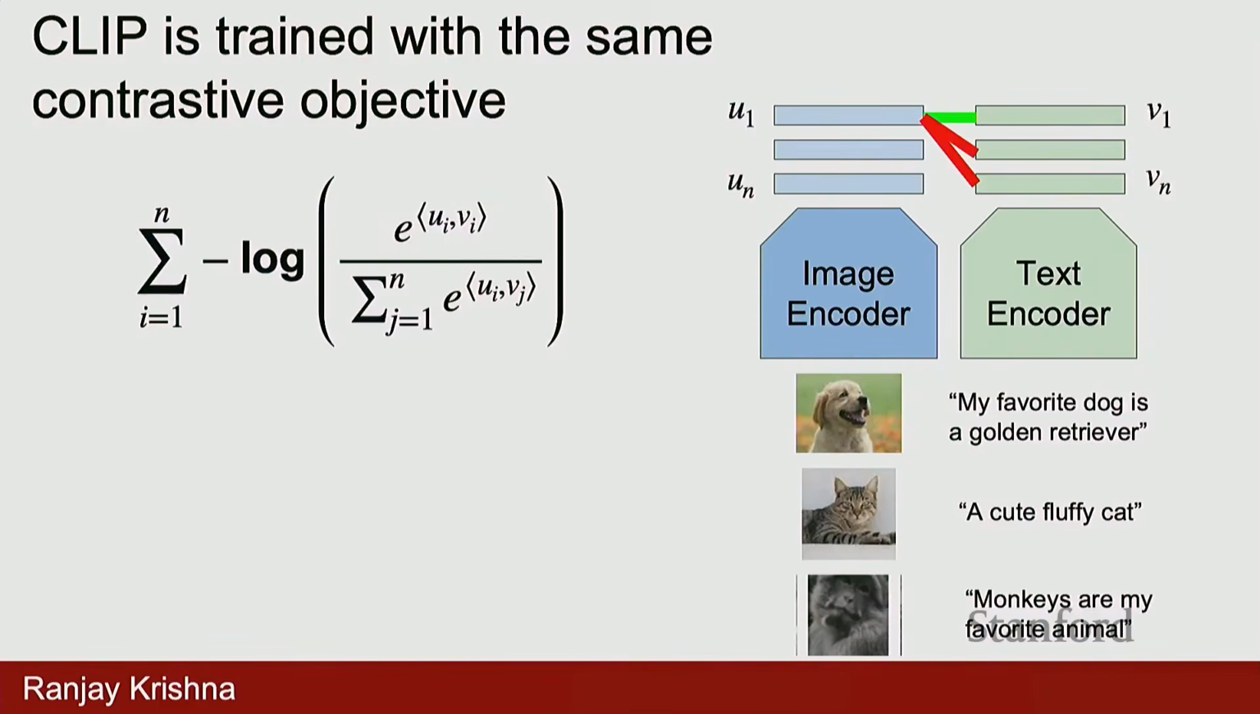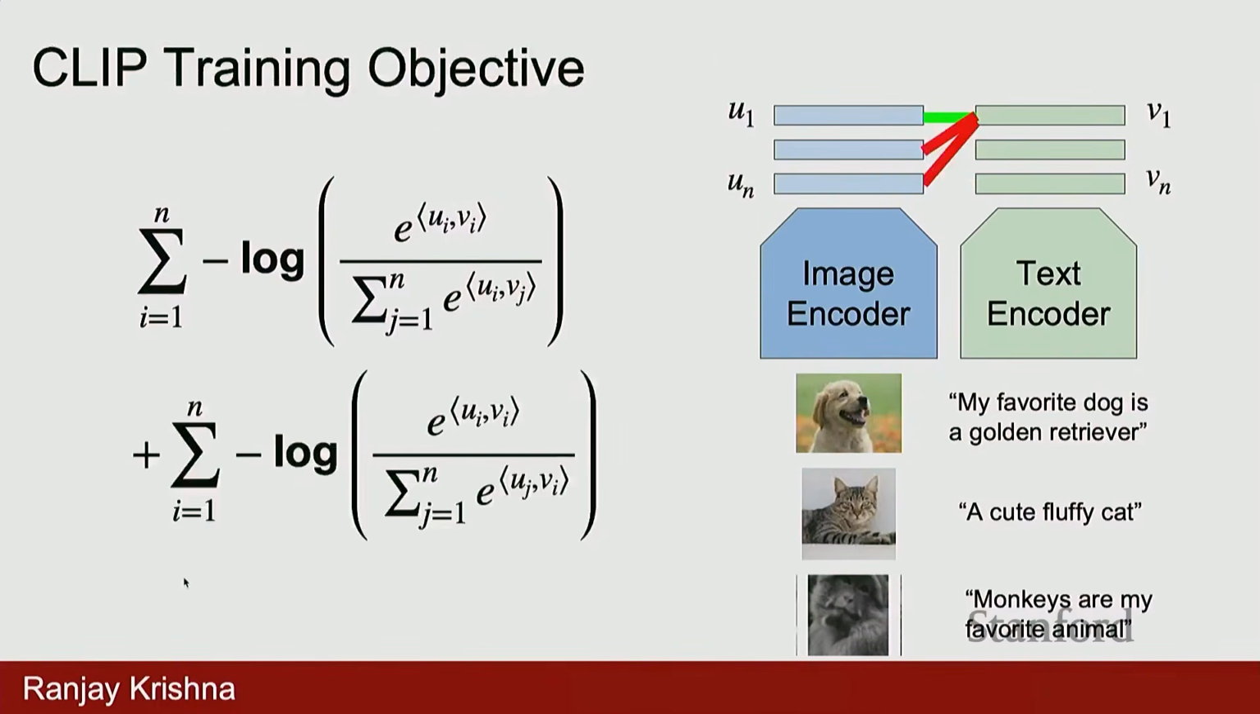Now, of course, we want that image to be closest to its corresponding text and far away from all the other text, but we also want the inverse to be true as well. So we have a second objective that says every text should be closest to its image and further away from all the other image descriptions, right? So it's a complementary, symmetric loss between the two different types of modalities.